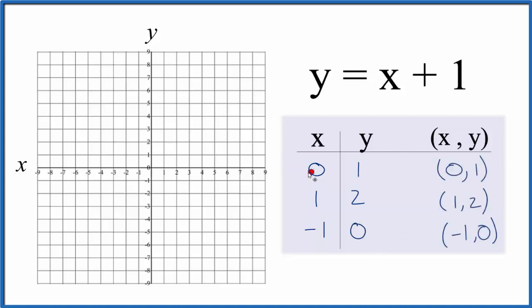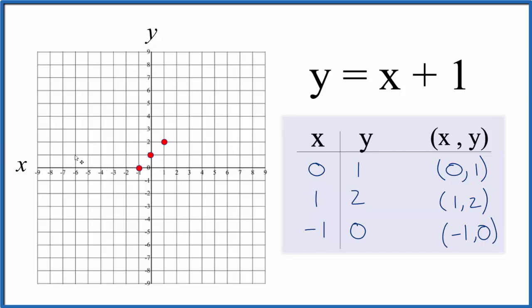So we find x is 0, y is 1. So here's x is 0, y is 1. That's our first point. X is 1, y is 2. So here's x 1, y 2. And then finally we have this negative 1, 0 here. So negative 1 and y is 0. So it stays right there.